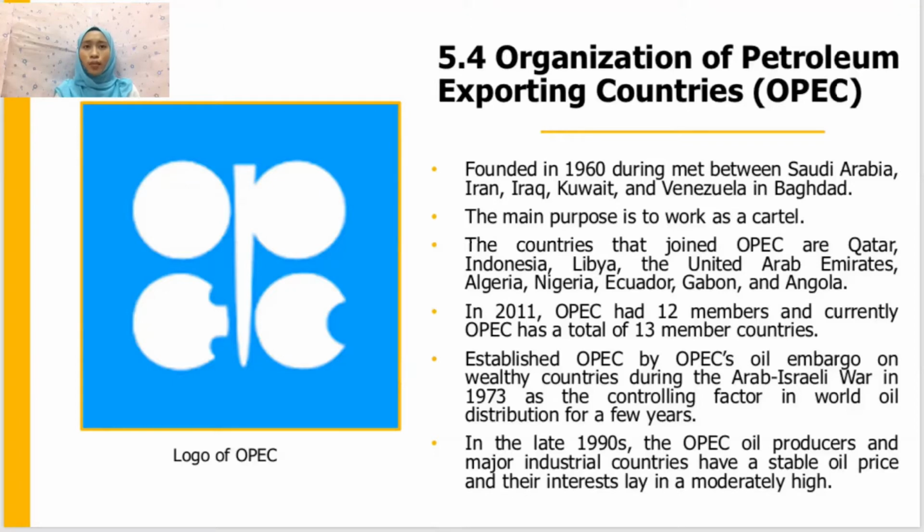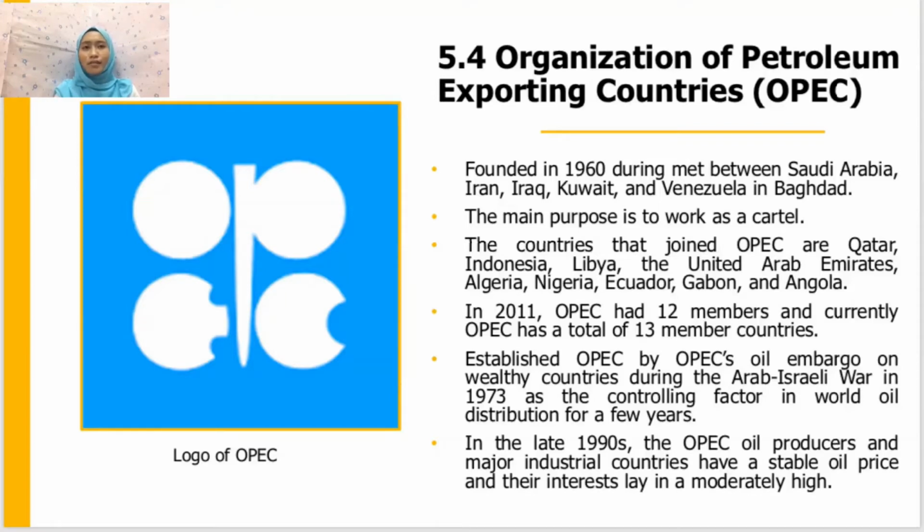OPEC's main purpose is to work as a cartel, which is an organization that coordinates the interests of producing countries by regulating the oil prices. It was not long before other countries joined OPEC: Qatar in 1961, Indonesia in 1962, Libya in 1962, the United Arab Emirates in 1967, Algeria in 1969, Nigeria in 1971, Ecuador in 1973, Gabon in 1975, and Angola in 2007. Ecuador suspended its membership in December 1992 and did not return until October 2007.